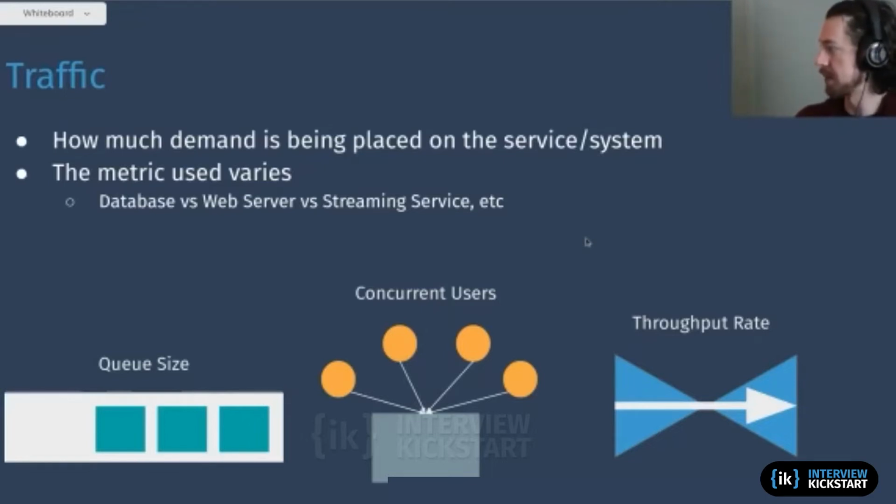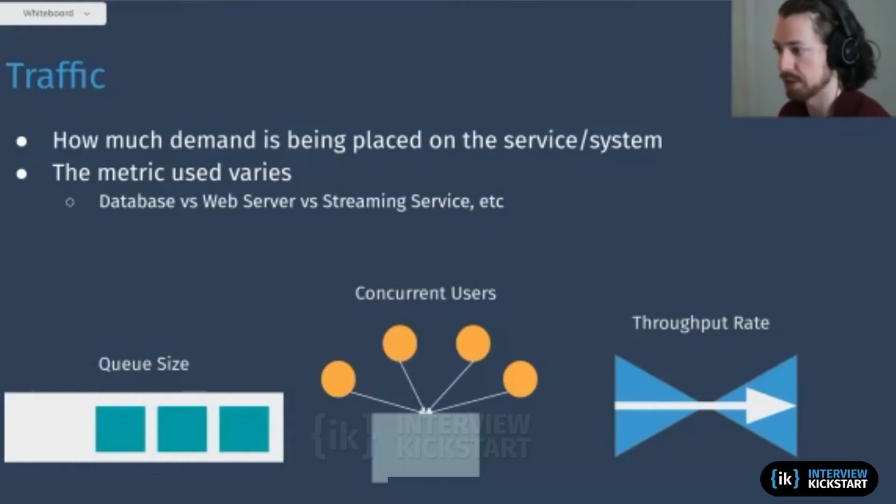But some examples here, like the queue size: the higher the queue, the more demand you have on the service. Concurrent users or throughput rate, especially if it's a streaming service: how much throughput is the stream able to manage, or does it need to manage? And how many people can use it at the same time, especially since it hopefully shouldn't be queuing, and would only be queuing if traffic or demand were especially high.